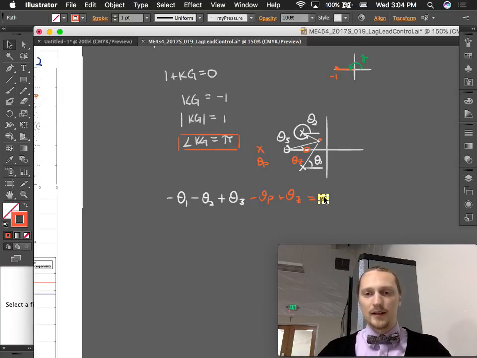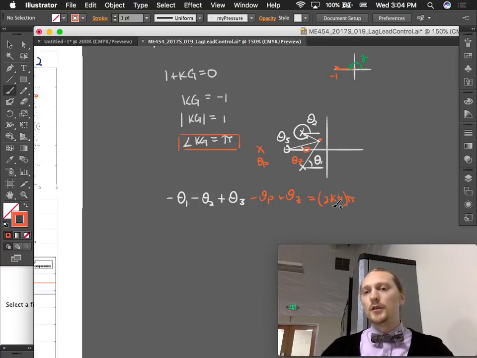2k plus 1 times pi. So what that means is it's pi plus 2 pi times the gain. So any odd multiple of pi, where k is different. K is not the gain. K is, I'll use n, where n is an integer.